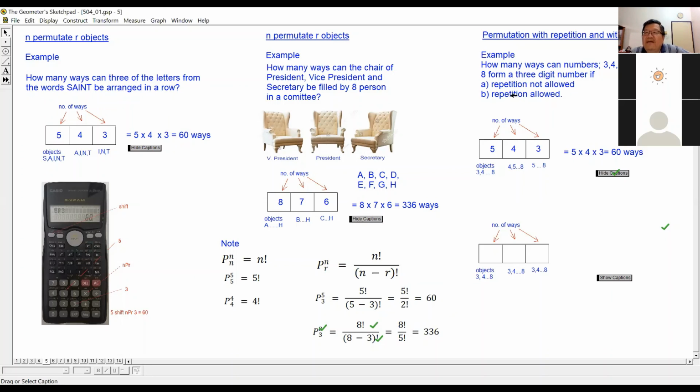But let's say they say repetition allowed. Repetition allowed means after using the number, you can use the same number again. So after using 3 here, here also I can still use 3. The last place also I can still use 3. So how many ways are there if you are allowed to repeat? The first one is 5, second 5, the third one also 5. So 5 times 5 times 5 is 125.